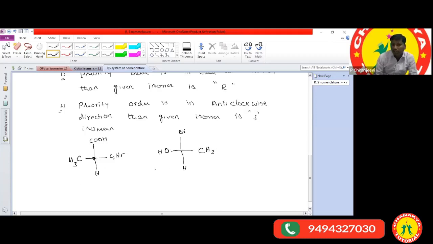Okay. Now let us see. I give two structures to find out the RS nomenclature. First we have to follow the priority order. Now first we have to give the priority. The second carbon atom is attached with the carboxylic acid group, ethyl group, methyl group and hydrogen. According to the priority order, for which one can we give the first priority? Sirisha, is it the carboxylic acid or ethyl group or methyl group or hydrogen?